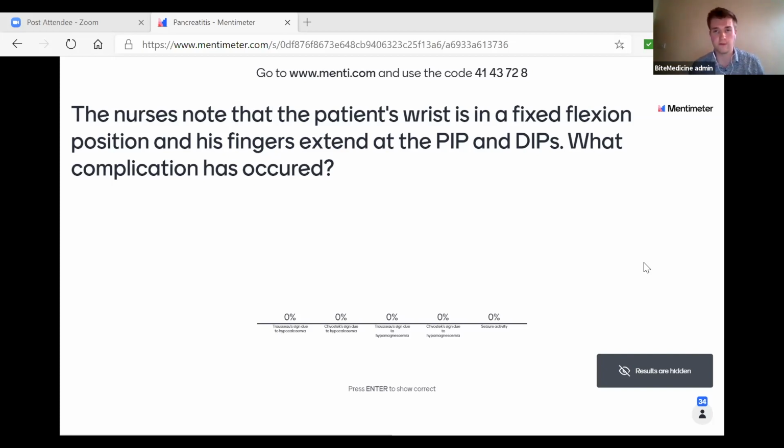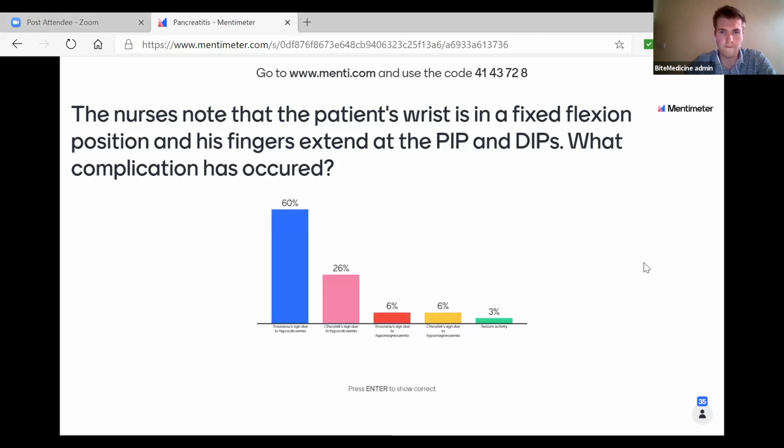So I'll give you guys just a few more moments and then we'll reveal the answer. Fantastic. Two thirds of you have got the correct answer here. So let's have a little look at the complications of pancreatitis, and we'll also touch upon these eponymous signs that have been mentioned in this question.